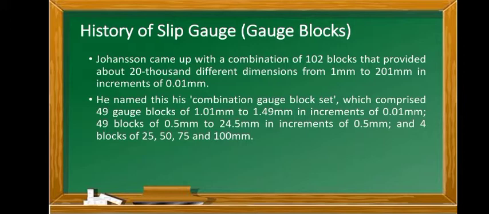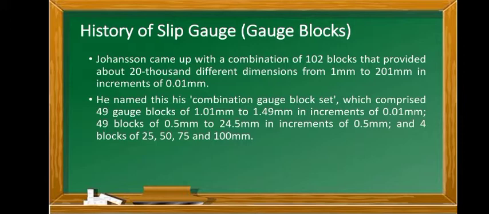He named this his combination gauge block set, which comprised 49 gauge blocks of 1.01 mm to 1.49 mm in increments of 0.01 mm, 49 blocks of 0.5 mm to 24.5 mm in increments of 0.5 mm, and 4 blocks of 25, 50, 75, and 100 mm. So, Mr. Johansson came up with 102 blocks.